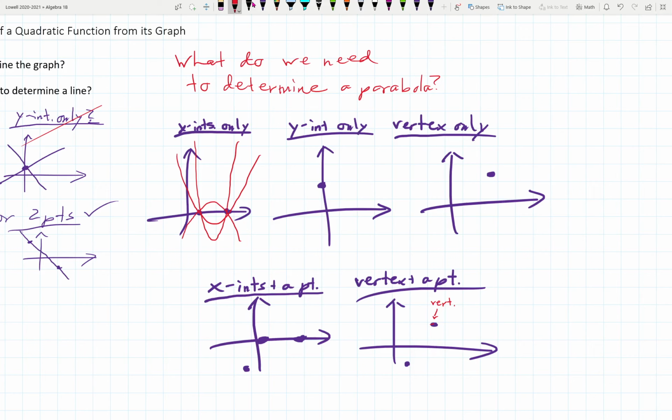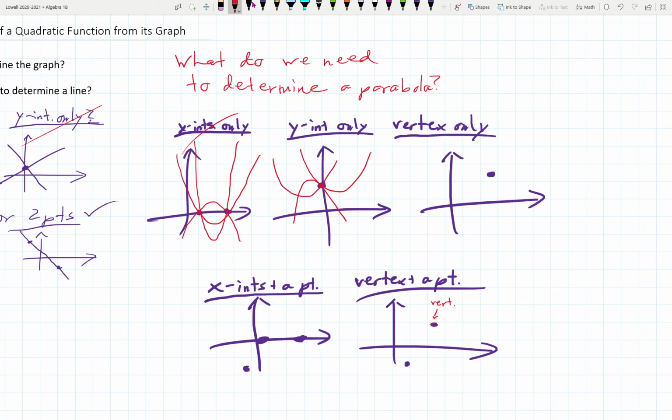Okay, so the x-intercepts alone, clearly not enough, as we saw in the last video. The y-intercept alone, I think we could kind of expect this one to not work as well, because you could have that one, or you could have, maybe this one. Or again, you could have a graph that opens downward, like so.